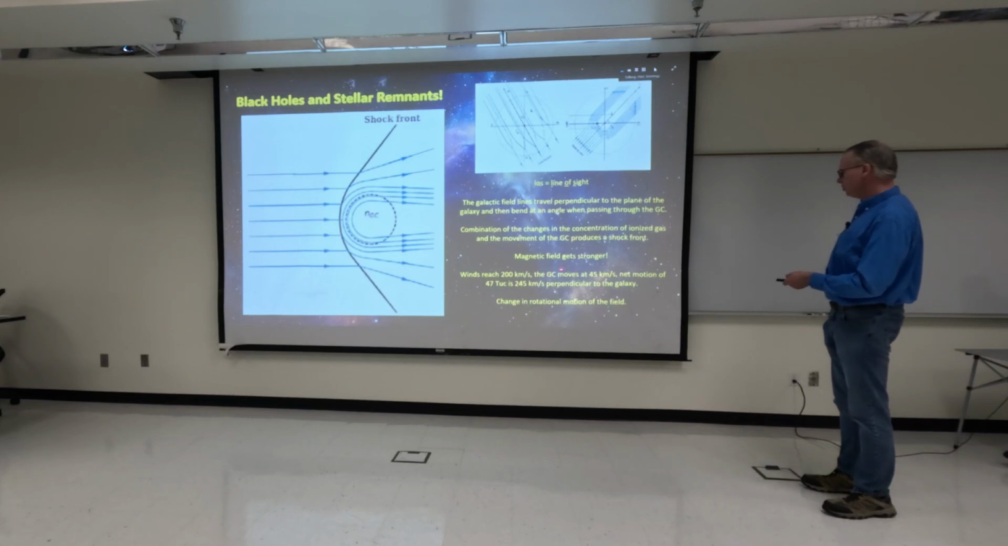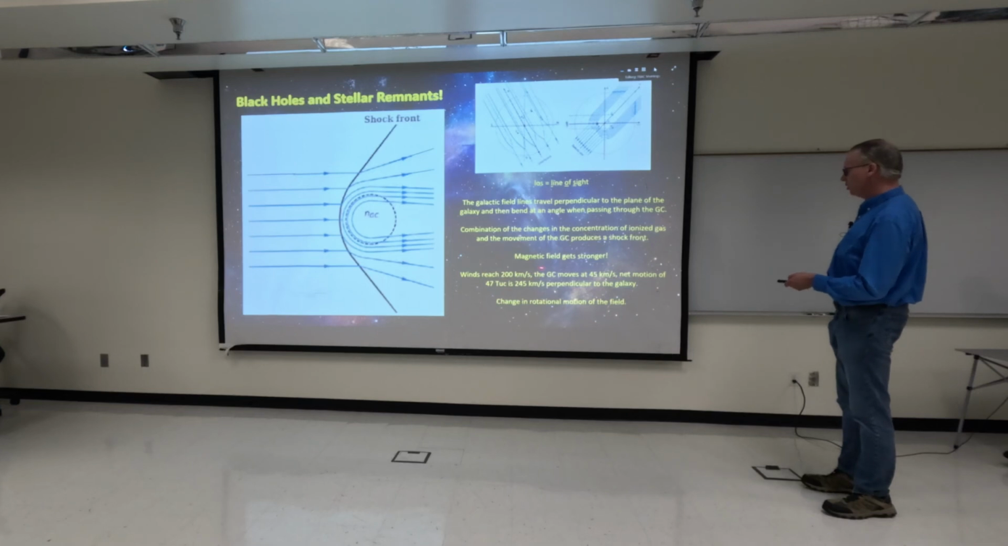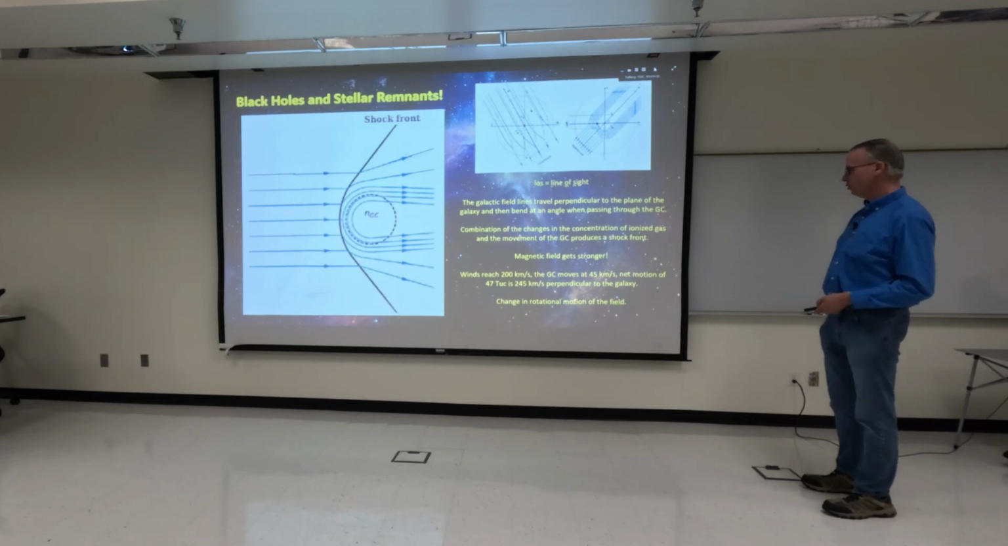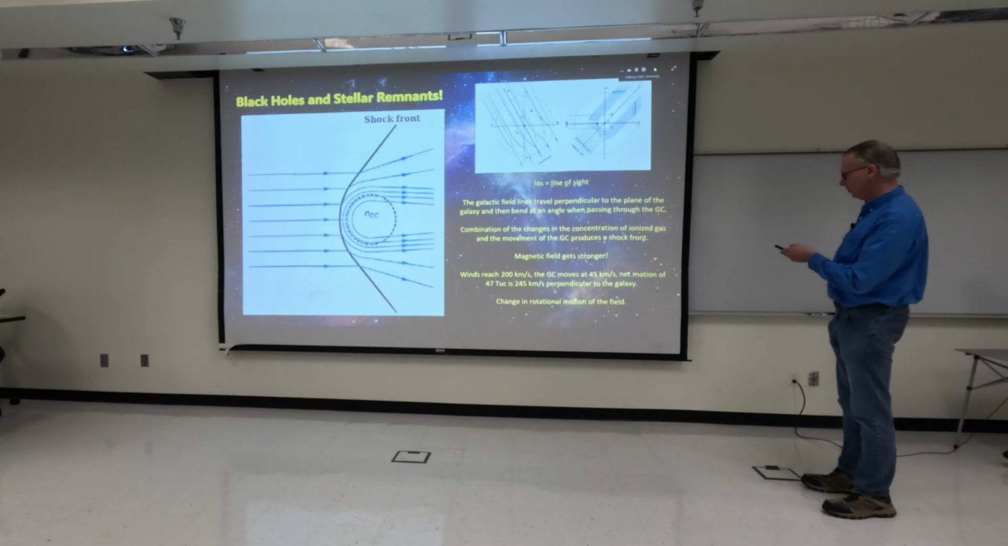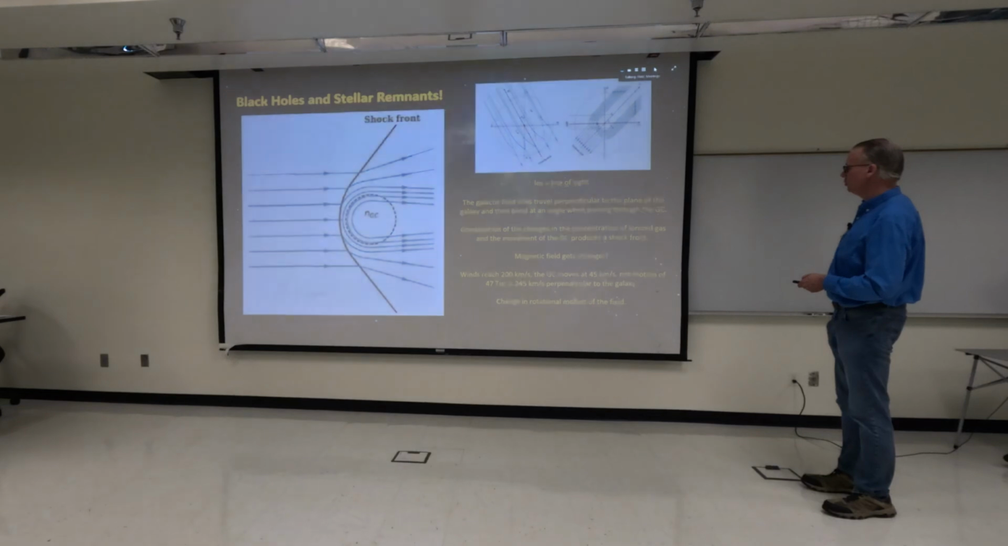The globular clusters move at 45 kilometers per second just based on the gravitational influence. The winds exert a pressure of 200 kilometers per second, and so we get a velocity perpendicular to the galaxy. In the case of 47 Tucanae, it can basically move it up to 245 kilometers per second. And it can actually change the rotational motion within the field of not only the globular clusters, but it can also have an influence on the motion of the magnetic field lines within the galaxy itself. And all the globular clusters tend to contribute to that.